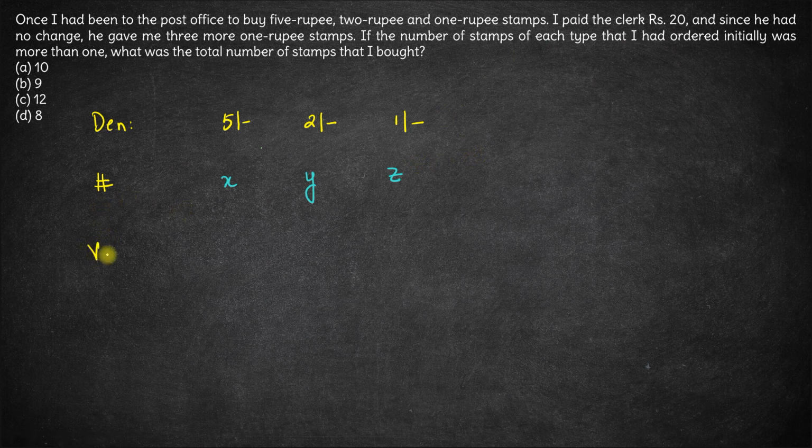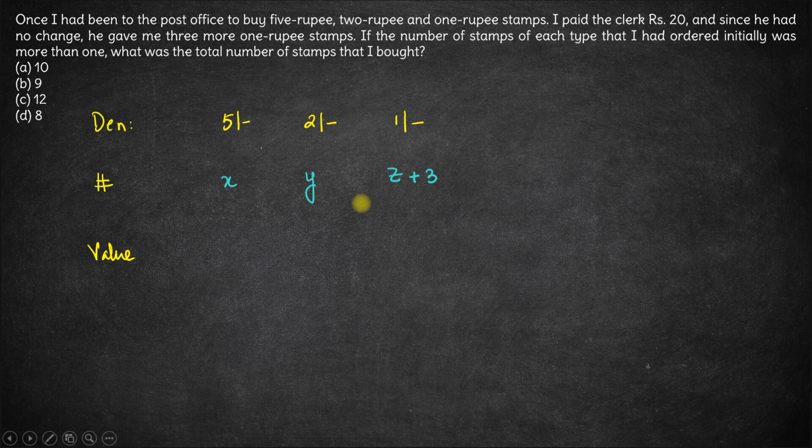So the value of these X stamps of 5 rupees will be 5 into X. This will be 2 into Y and this will be 1 into Z. And to buy this whole amount, this total number of stamps, he gave the clerk 20 rupees. But since the clerk did not have change, he gave him 3 more 1 rupee stamps. That means he ultimately got 3 more than what he wanted. So he ends up buying Z plus 3 1 rupee stamps.